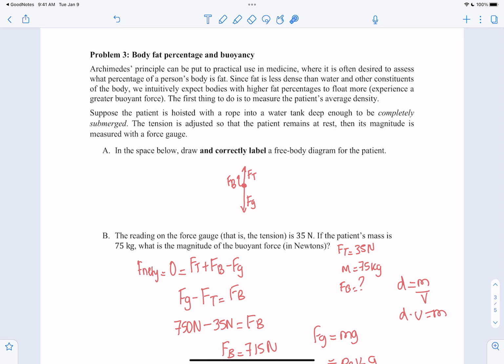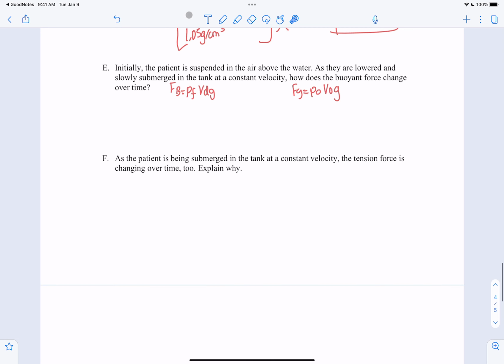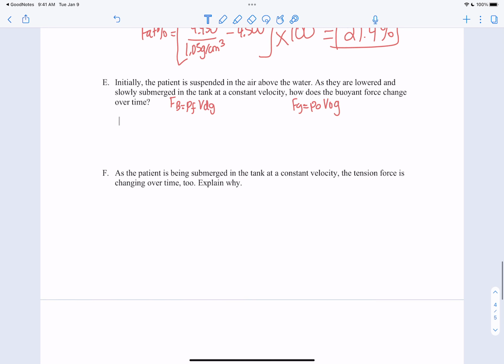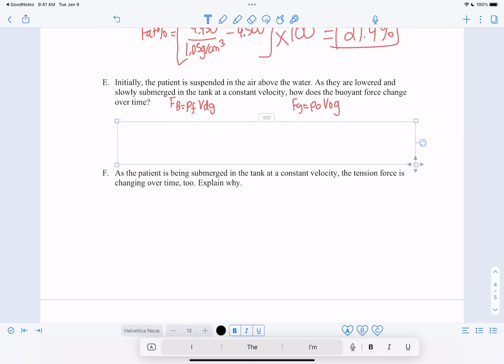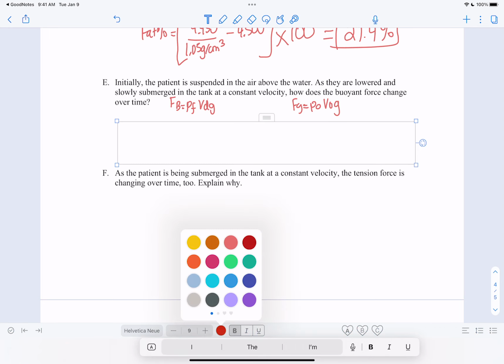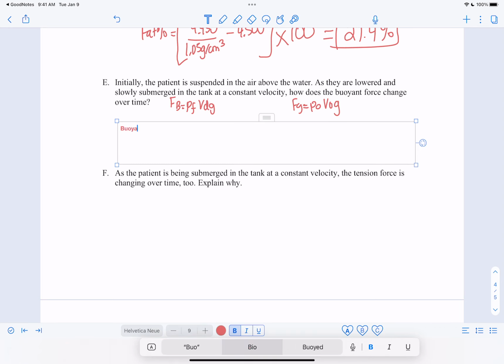Okay, cool. Because I know explanations can be a little bit weird, and I don't want to leave you guys without a set explanation for it, I'm going to type it out because I write a lot slower than I type. So buoyancy. I like red, so I will change the color here. Buoyancy force slowly increases over time.